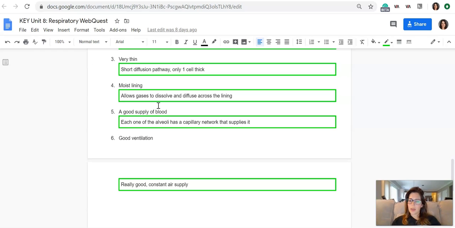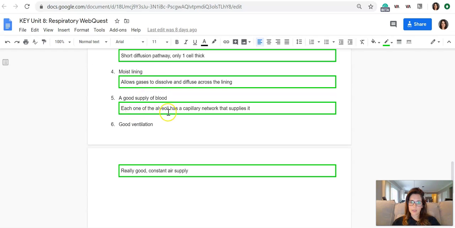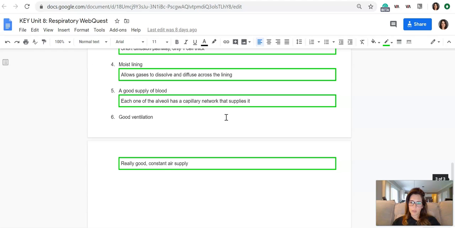We didn't talk a lot about capillaries during the cardiovascular system just because we were short on time. So basically in your body you have arteries, you have veins, and you have capillaries. And when arteries become smaller, they're called arterioles. When veins become smaller, they're called venules. And then capillaries are the smallest blood vessel in your body. Super, super tiny. So each alveoli has its own capillary network that supplies it with a blood supply.